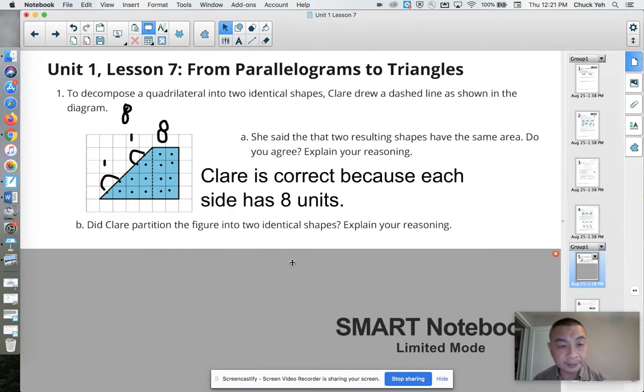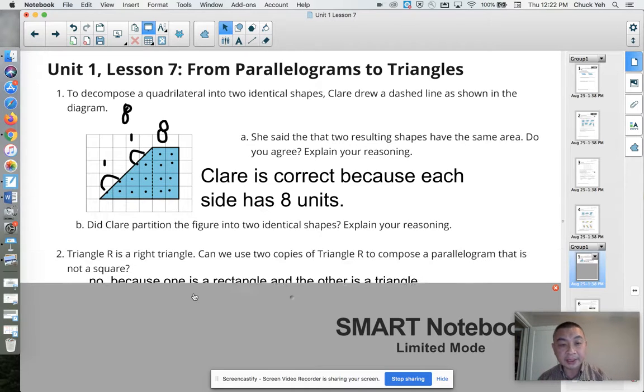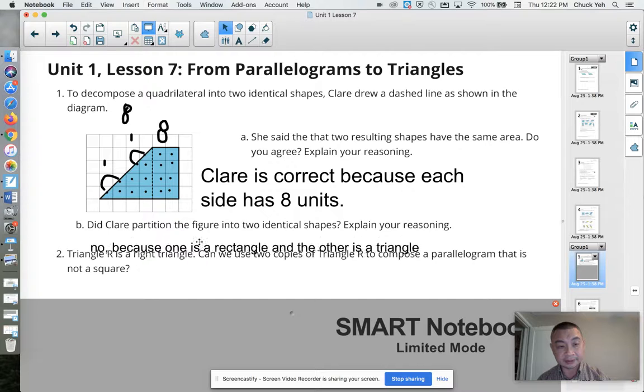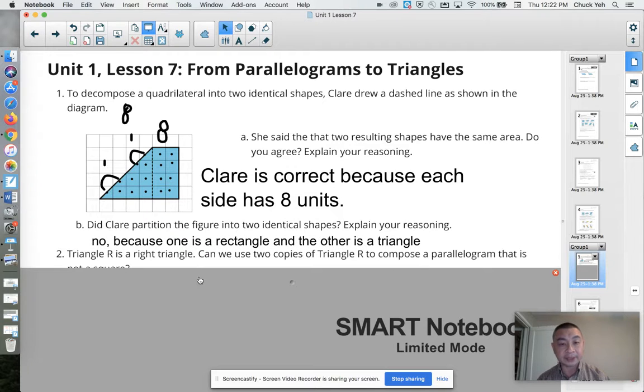And then declare whether you can partition the figure into 2 identical shapes. Is this figure here the same as this figure here? Are they 2 identical shapes? Are they the same shape? And then explain your reasoning. So go ahead and do that. And then, of course, it's not, because one is a rectangle and the other is a triangle.